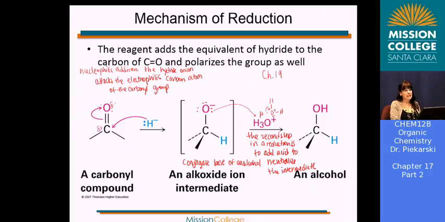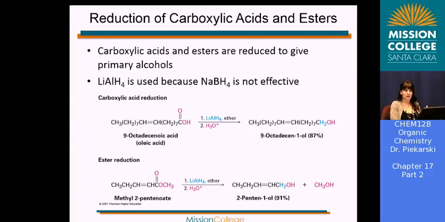Now, I'm just talking really more specifically about aldehydes and ketones, but what about carboxylic acids and esters? You can reduce those two into alcohols. However, sodium borohydride is not going to be very effective. It will give you very low yields. So we really need to use lithium aluminum hydride, even though it's not as safe. You just have to be really careful when you're working with it.